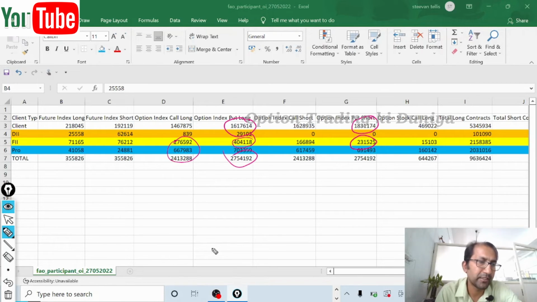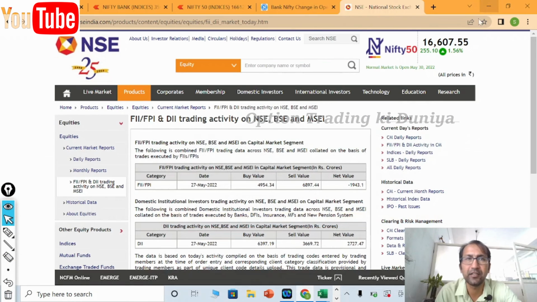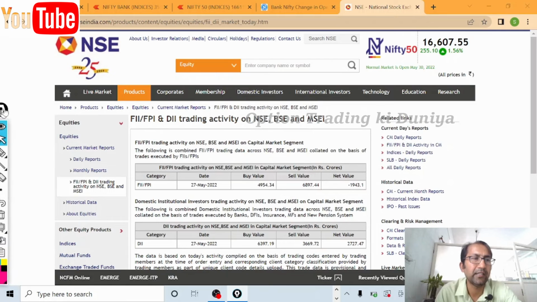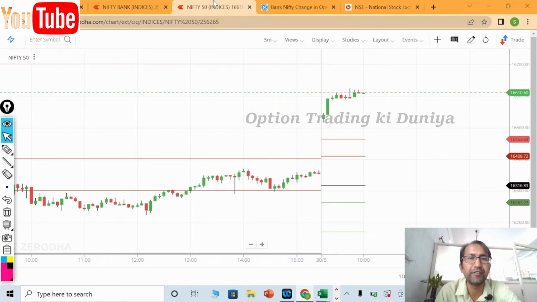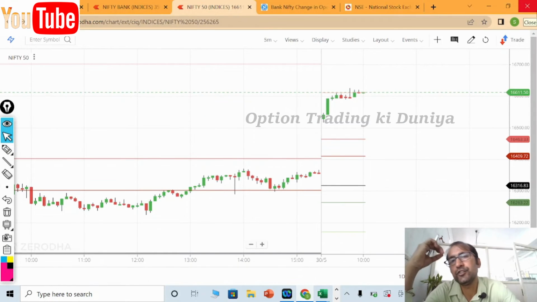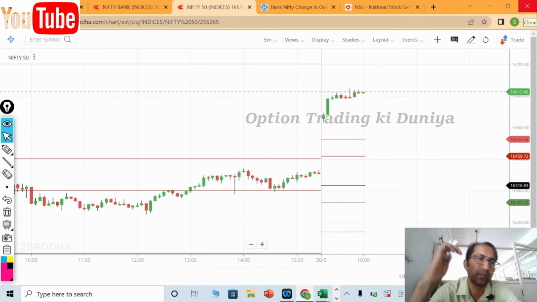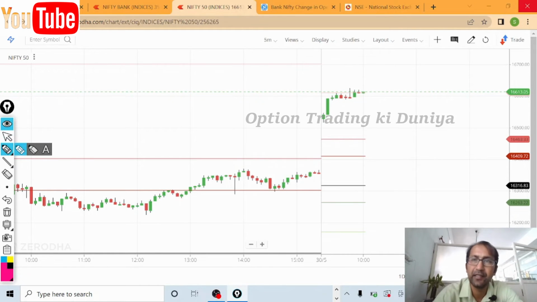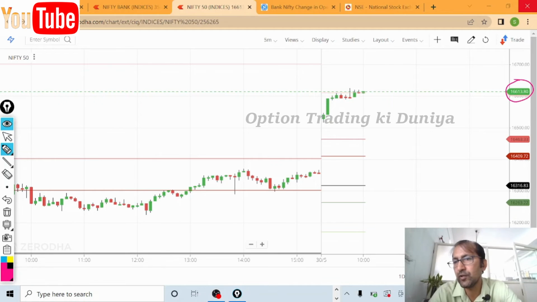Now all important, we will come to the charts. What are the current charts suggesting? That is the most important thing in my presentation. So first let me come to the Nifty chart. As you can see, the markets have opened higher. They are trading at around 16,613. They are trading just above the very crucial 16,600. That is the major resistance level.